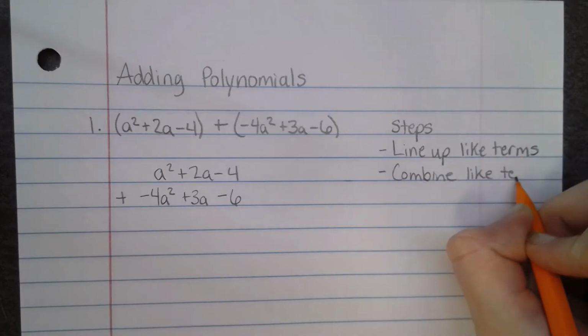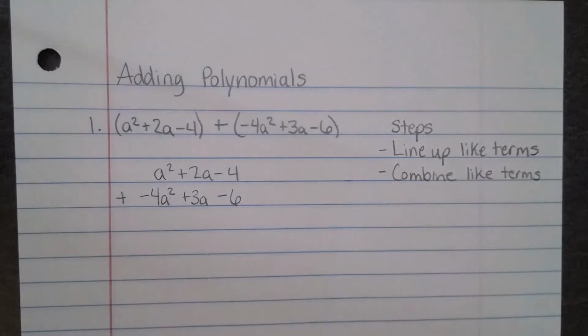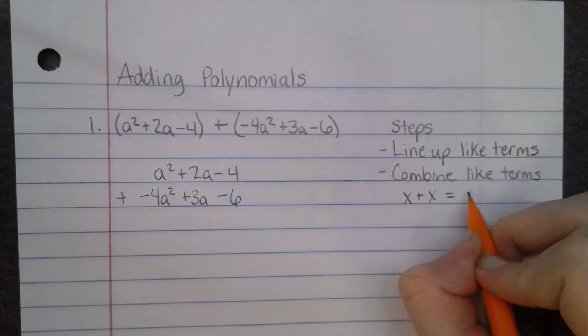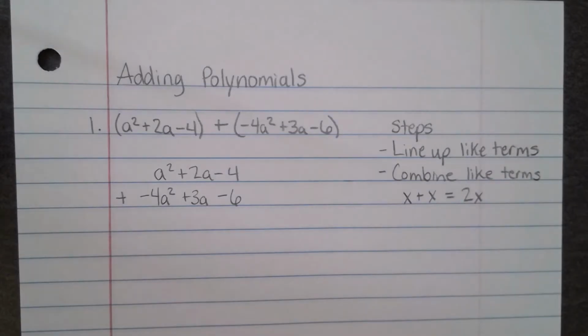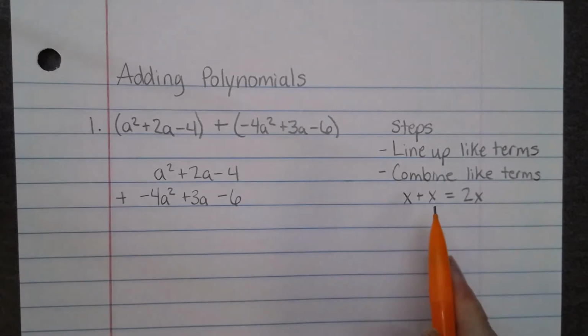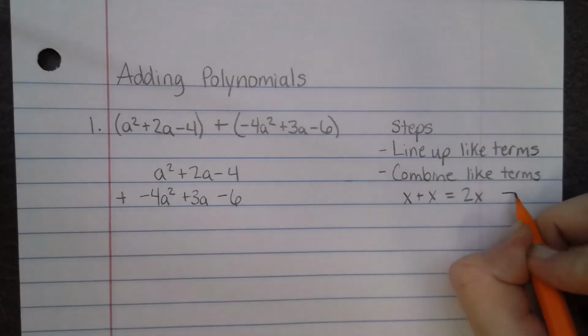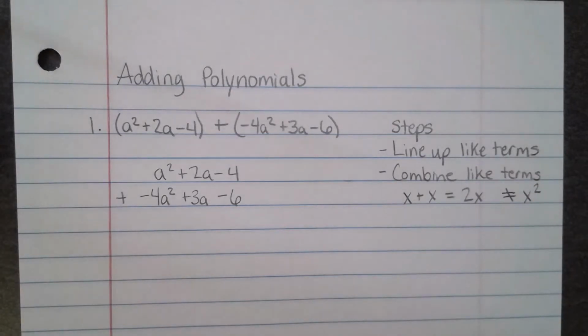When you are combining like terms, always keep in mind x plus x gives us 2x. When you're combining apples with apples, they don't turn into oranges. Apples plus apples are still going to be apples. What I mean is this does not equal x squared. Don't make them a different term. X's plus x's are still x terms, not x squares.